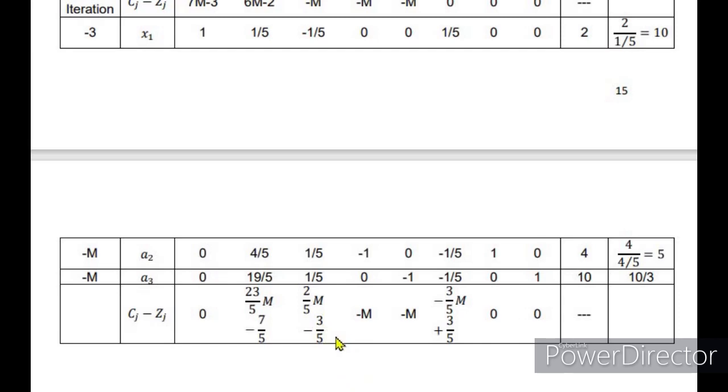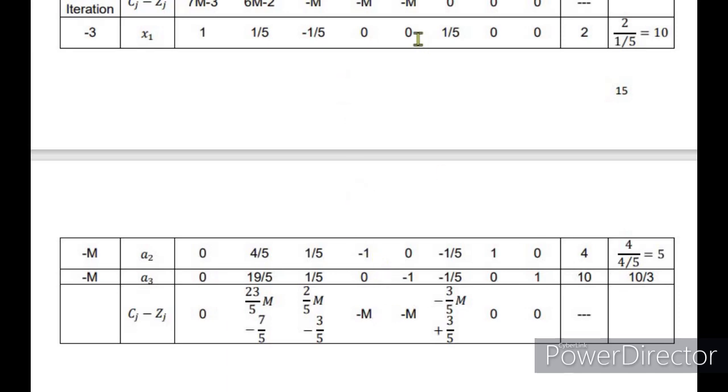Okay. Next, for the column of x sub 4. So for the column of x sub 4, negative 3 multiplied by 0 is 0. Negative m multiplied by negative 1 is positive m. So negative m multiplied by 0 is 0. So the numerical coefficient here is 0. So we will subtract positive m from it. So 0 minus m is negative m.